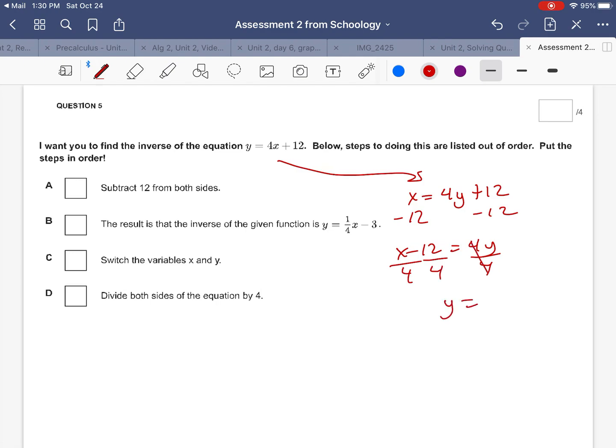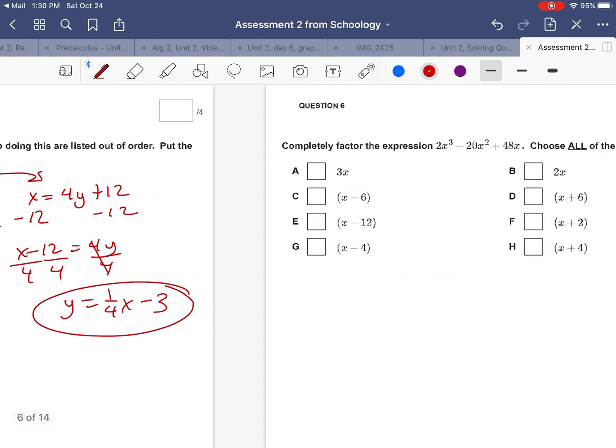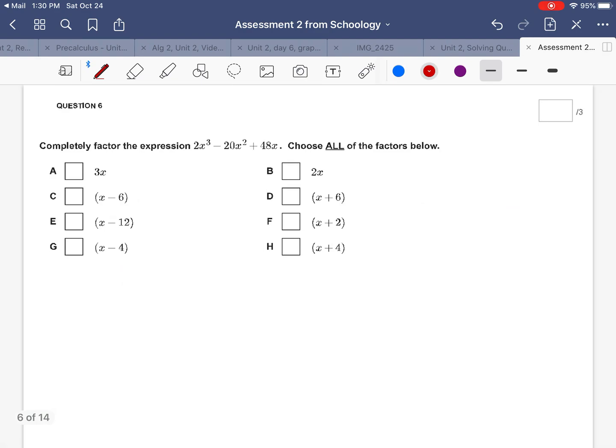So I get y equals 1/4 x minus 3, right? And those are the steps that I follow. All right, here we have to completely factor this expression. So I'm going to work down here.